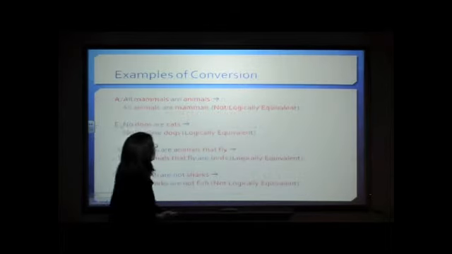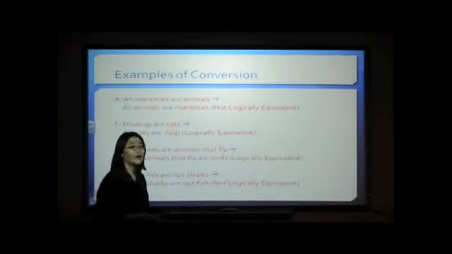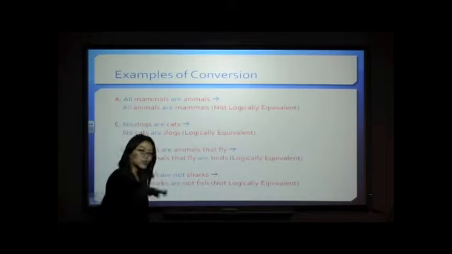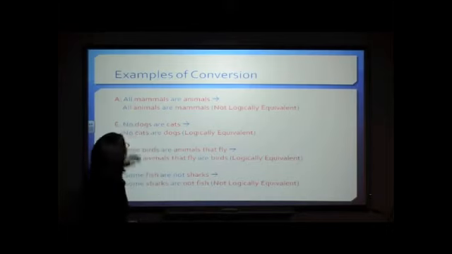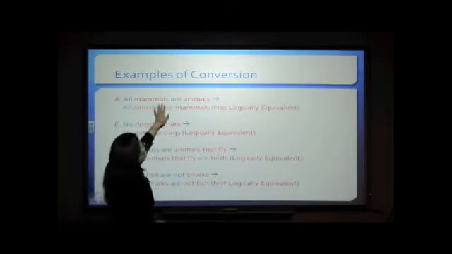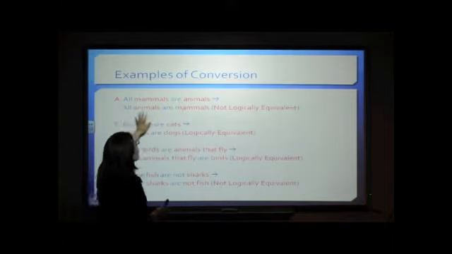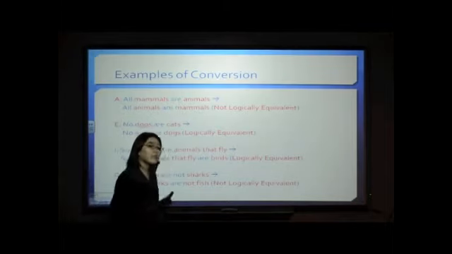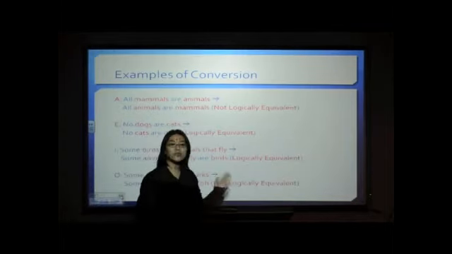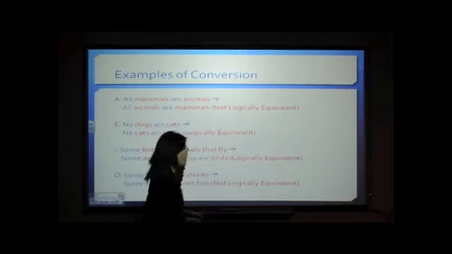Okay, here are some examples of conversion, obversion, and contraposition on actual statements. Here we have the statement, all mammals are animals. When we do conversion on this, we end up with all animals are mammals. Remember, for conversion, all you need to do is simply switch the subject and predicate term.